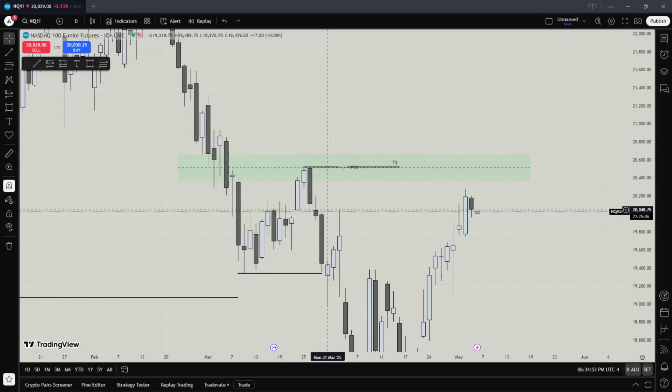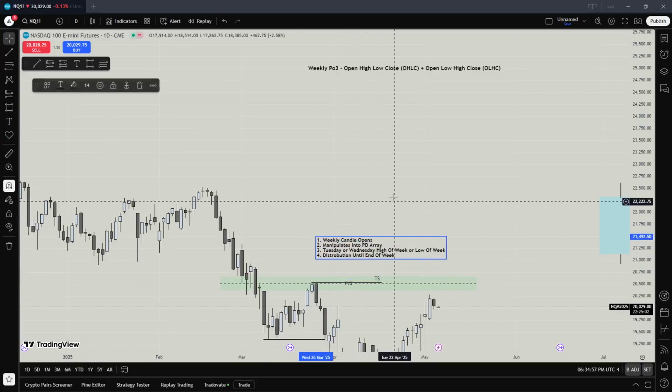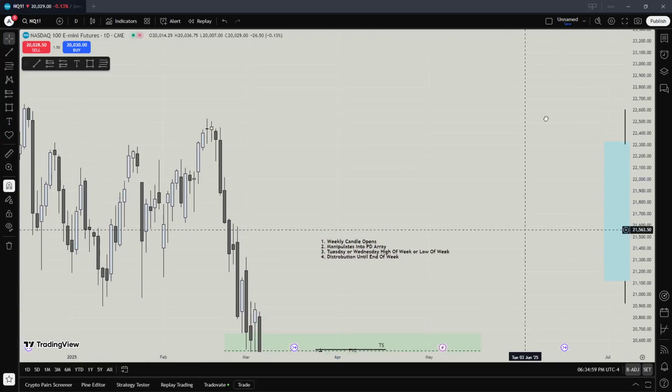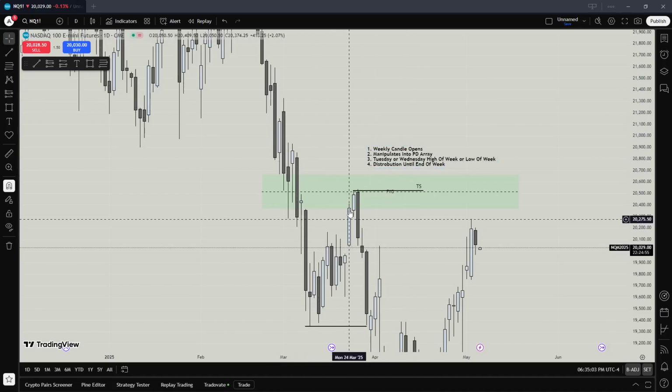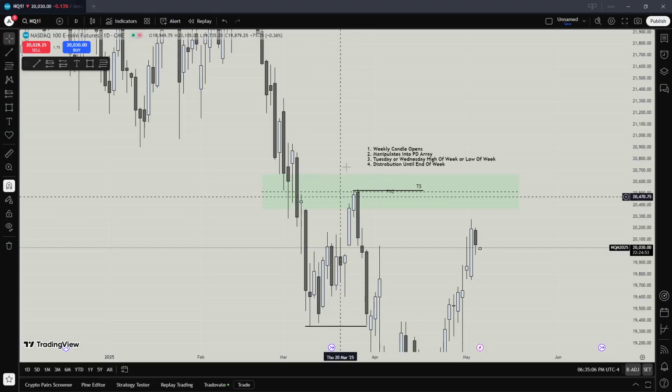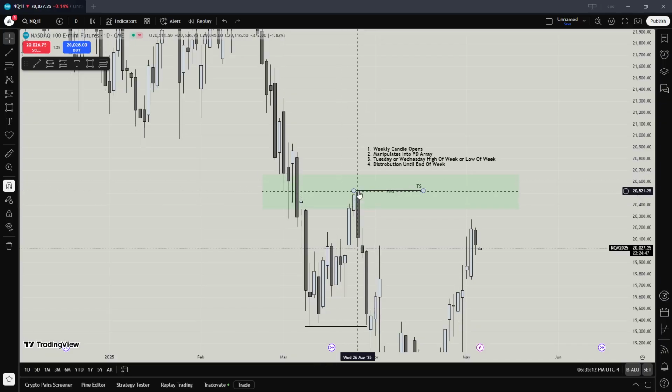We come up into our gap, manipulate. I'm going to bring this down here so we can see it. We manipulate into our gap. So the weekly candle opens, boom, comes up, taps our gap. This is the manipulation into a PD array. Tuesday and Wednesday, these two candles right here, we put in the high. We see that Wednesday comes, sweeps highs, and closes below. That is bearish all day long.